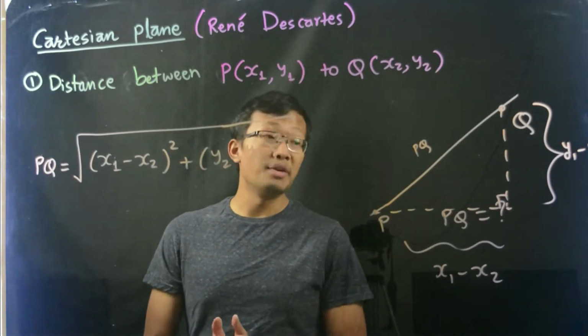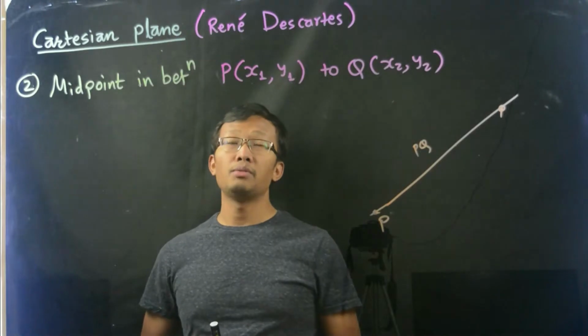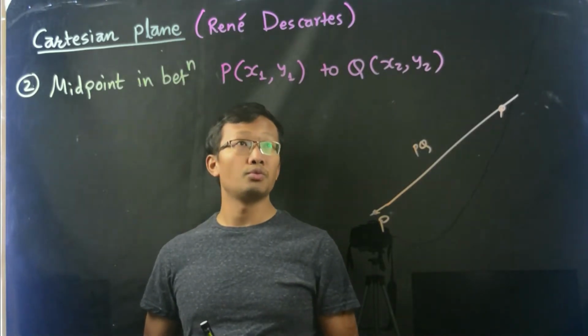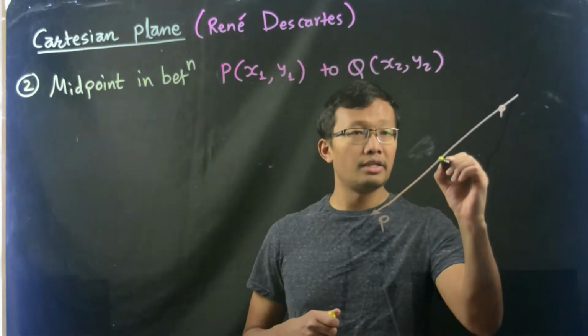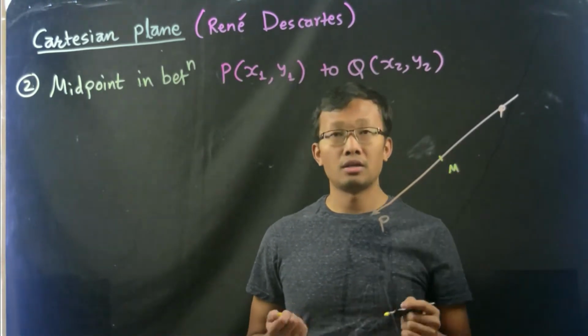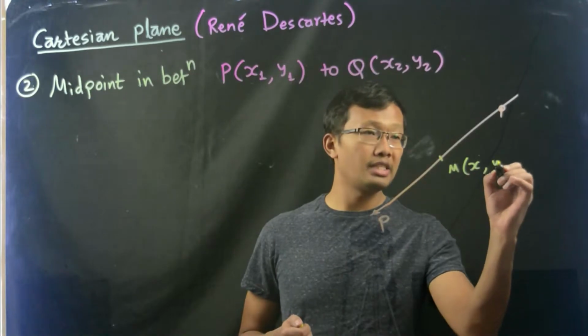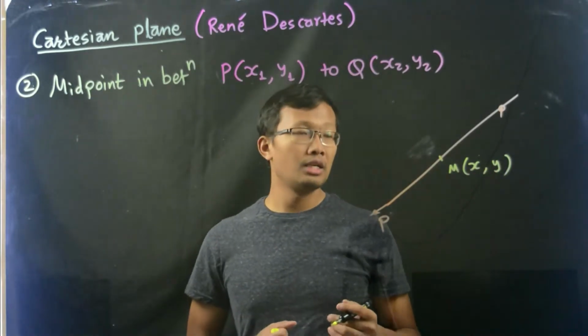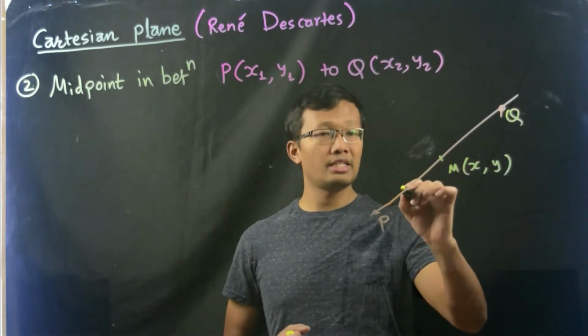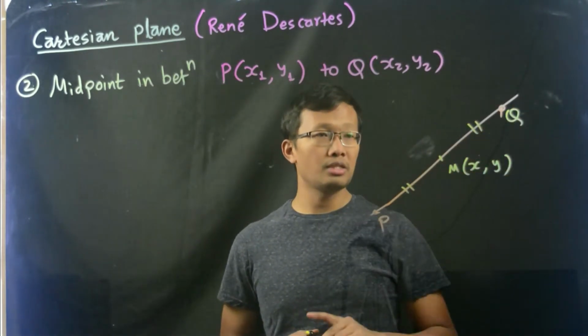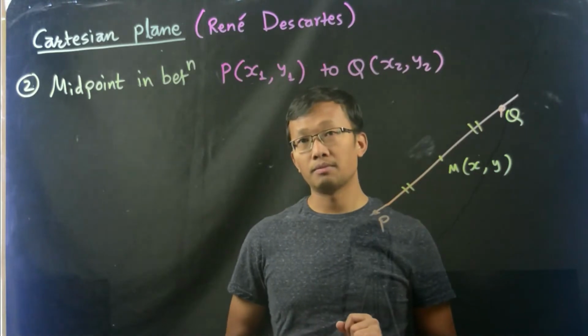Now let's go for midpoint formula. Midpoint in between P(x1, y1) and Q(x2, y2). Let us suppose that there's a point M. Let's suppose its coordinate is (x, y). We want to find that which divides the line segment PQ exactly in 2 parts. That means PM equals to MQ.